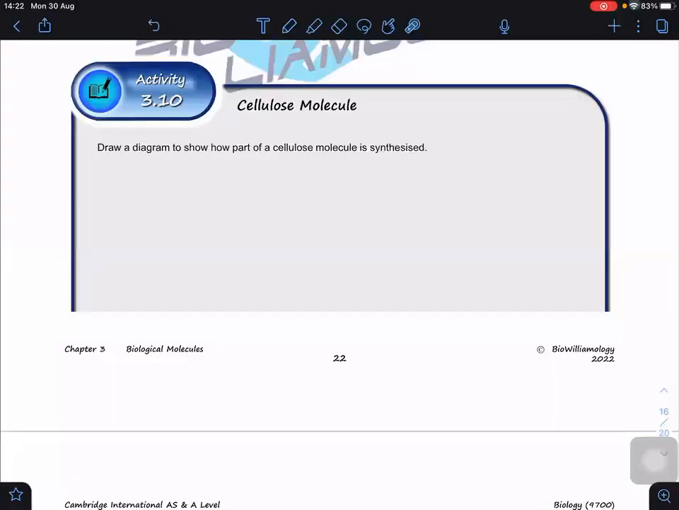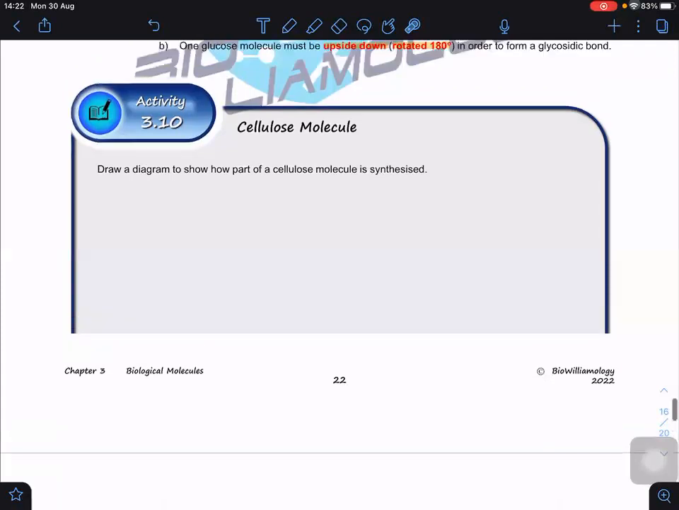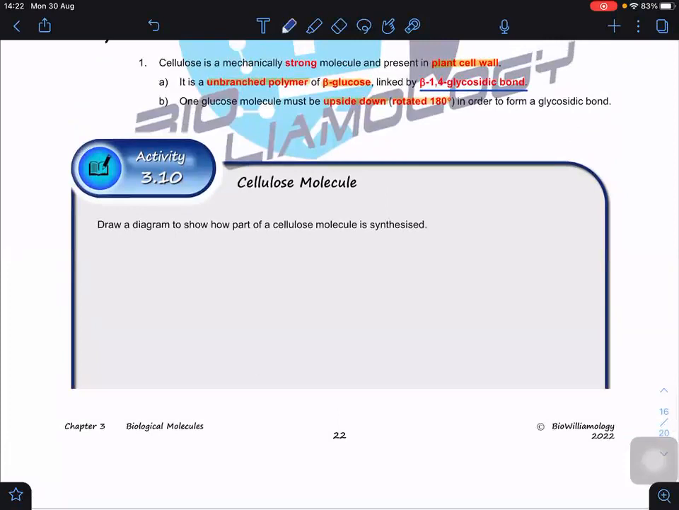So we have done activity 3.10 where you can actually draw a cellulose molecule. A question will tell you how many glucose molecules you need to draw. So always remember, it's not all. It's alternate. Every alternate beta glucose we need to flip, or rotate upside down 180 degrees.